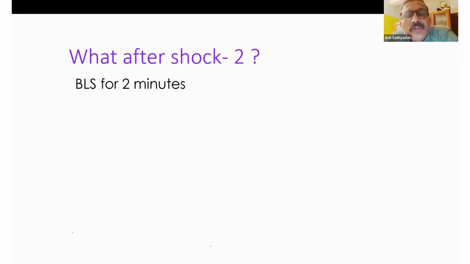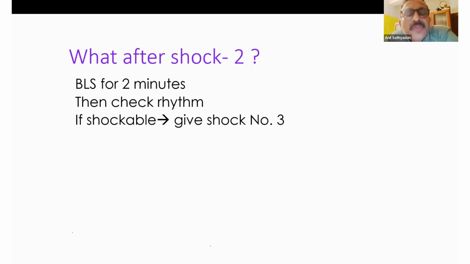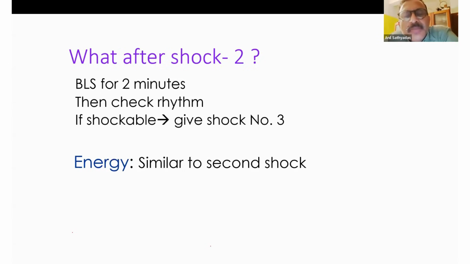So what do you do after shock number 2? We do the CPCR, and then check the rhythm. And if it's still shockable, you give shock number 3. Energy is very similar to the second shock. So first you give 150. You have the option to increase to 200, and if you have increased to 200, you can still use 200. Most of the time, the manual biphasic would have a maximum energy of around 200 joules.